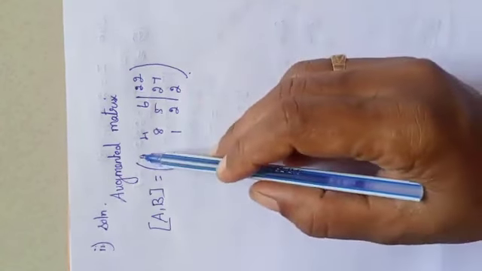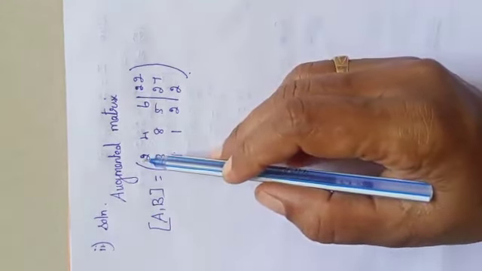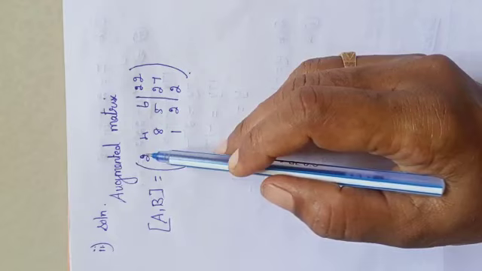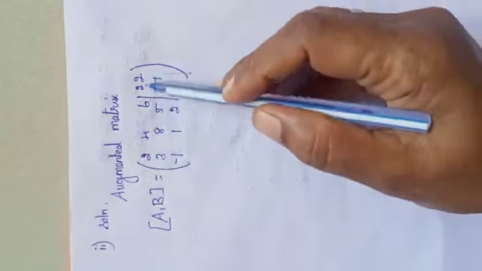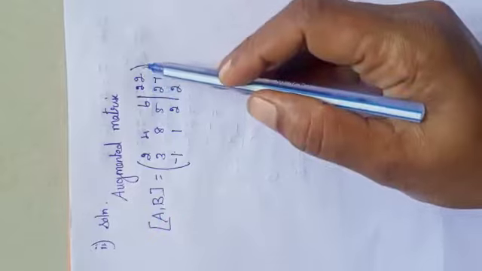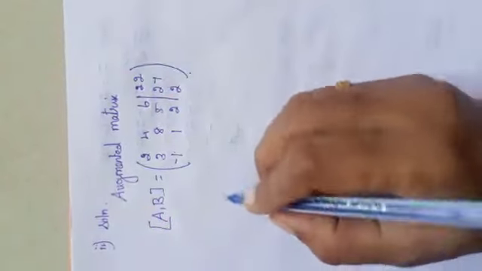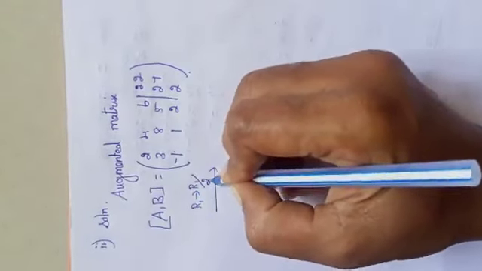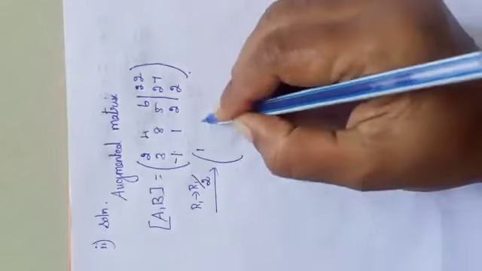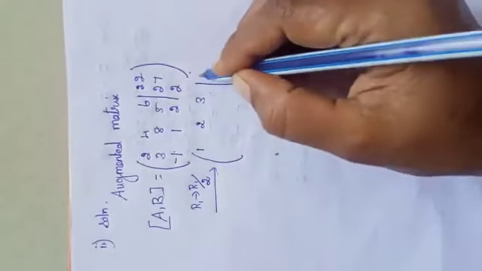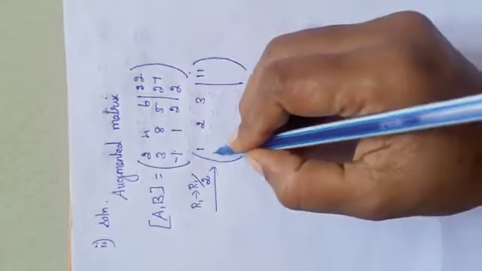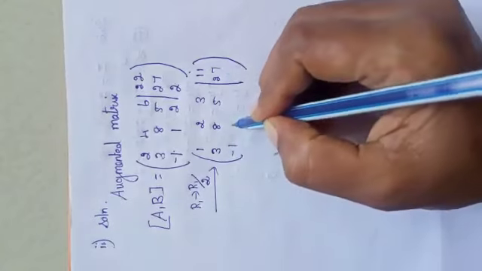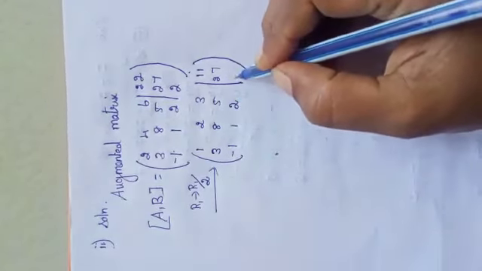Okay, so first we should get this first position as 1, isn't it? If it is 1 or another number, we can do it. If possible, we will try to bring it as 1. But you see here, the first row, all is divisible by 2. So first, we can write it: R1 is going to change as R1 divided by 2. So when we divide, 1, 2, 3, 2 3s are 6, 11 2s are 22. Next 3, 8, 5, 27. Then minus 1, 1, 2, 2.